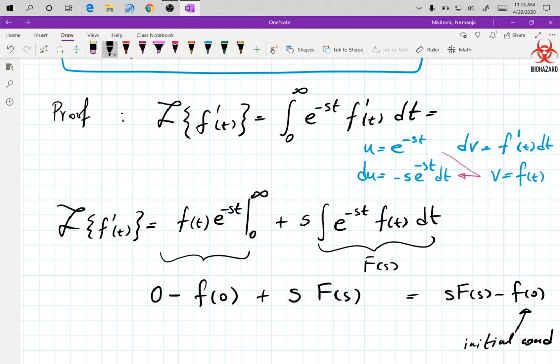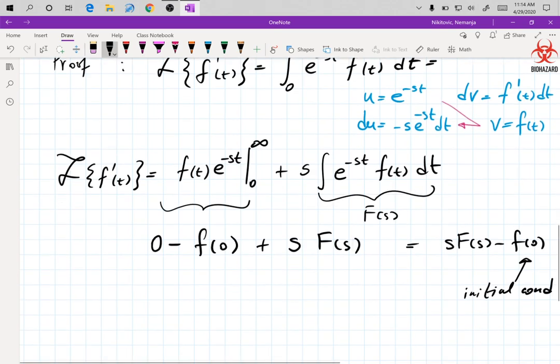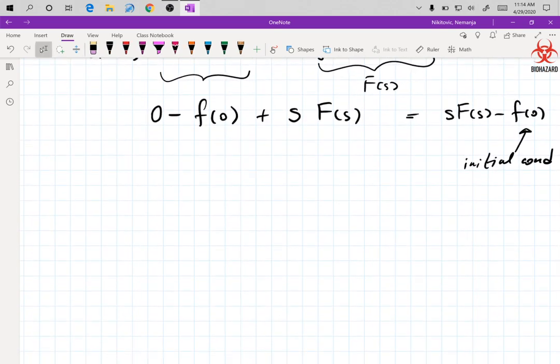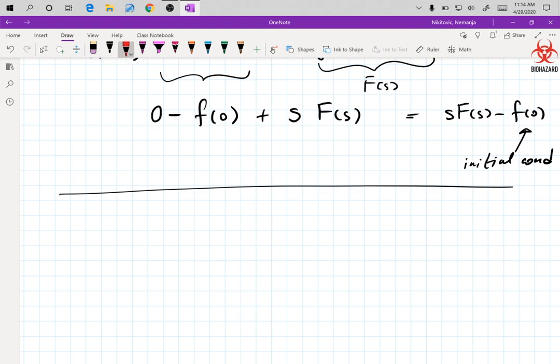So now you can go ahead and chain these for the second, third, fourth derivative, and eventually you run into the theorem for any derivative.